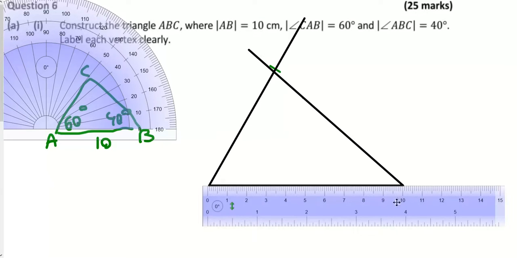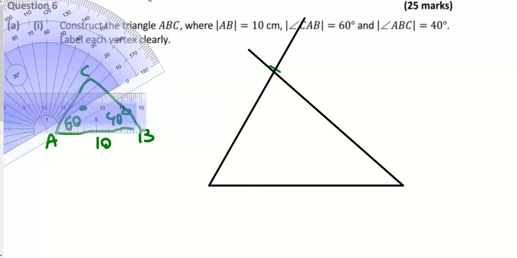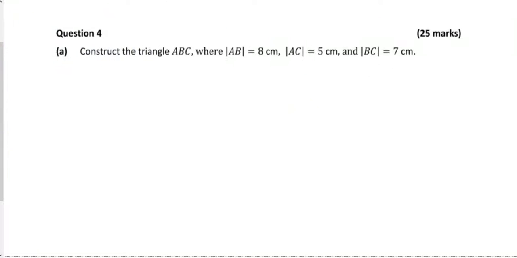Now, even though I've done it to perfection, I've lost the whole rake of marks. Can anybody tell me why? I haven't labelled anything. A, B, C. I've still lost the rake of marks. 60, 40, 10 centimeters.